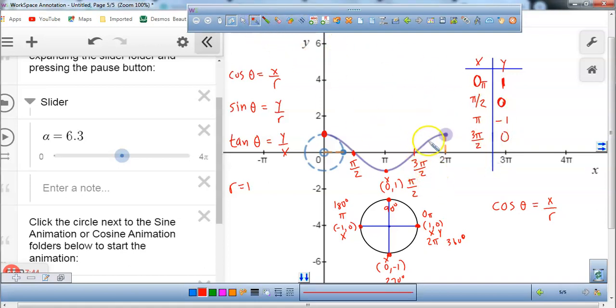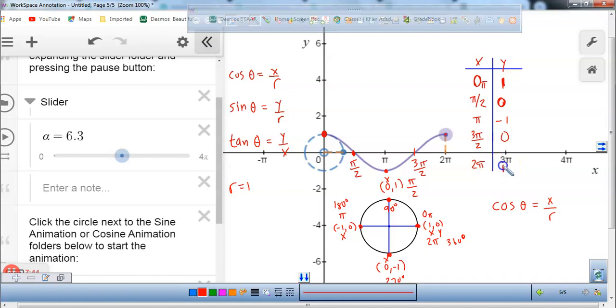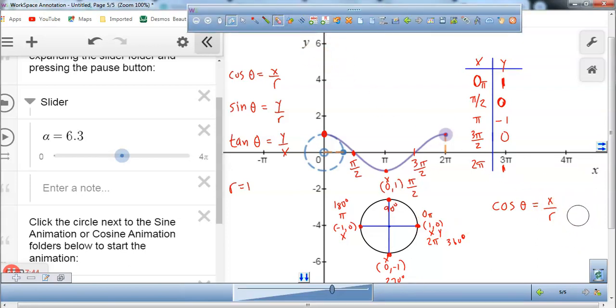And then finally, we get all the way back here to 2 pi. And all the way back here at 2 pi, I am back at a 1. Right here, the x value is 1. So it's basically, you'd say 1 over 1. And that's how you do it.